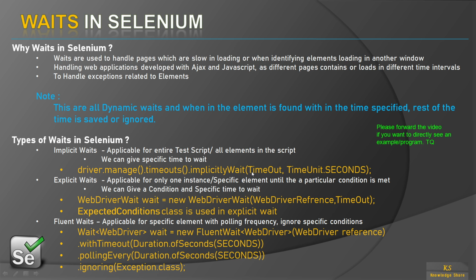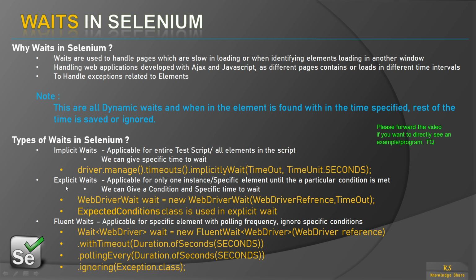When you specify this, whenever you are running a script and it is not able to identify an element, then it waits for the particular time that you specified here. For example, if you specify 10 seconds and the element is not visible within that time, it will throw an error after 10 seconds, but not before. But if the element is found in 2 or 3 seconds, then the rest of the seconds will be saved. That's the concept of implicit wait.